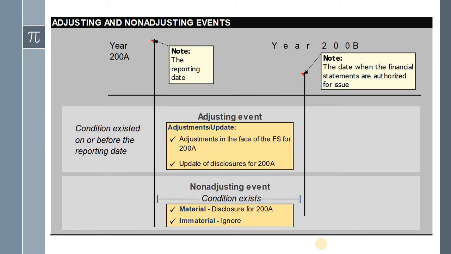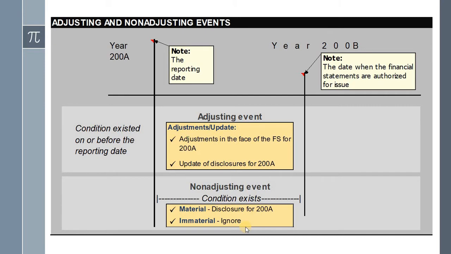Now, the next type of event after the reporting period is the non-adjusting event. To become a non-adjusting event, it means that it will not affect the current reporting period, which in this case is year 2008. So for that to happen, such event should not be related to any condition that existed in year 2008, the current reporting period. To become a non-adjusting event, it should be related to a condition that only exists after the reporting period. That is why this event will not affect the current year, 2008. It will only affect the succeeding reporting period, which is year 2009.